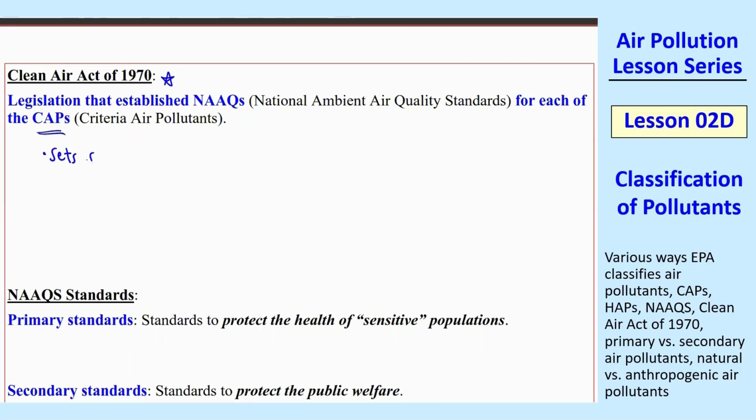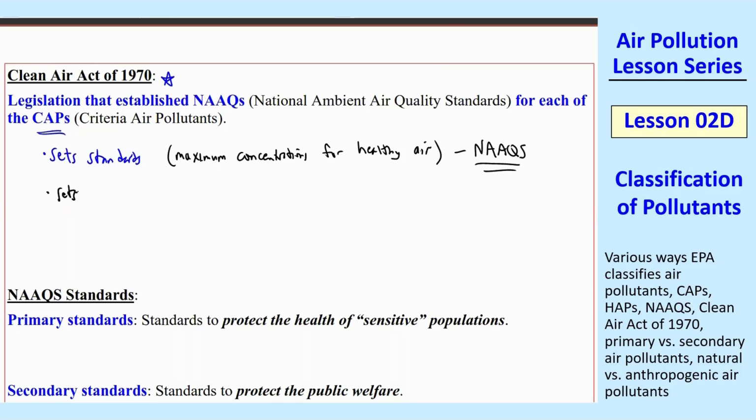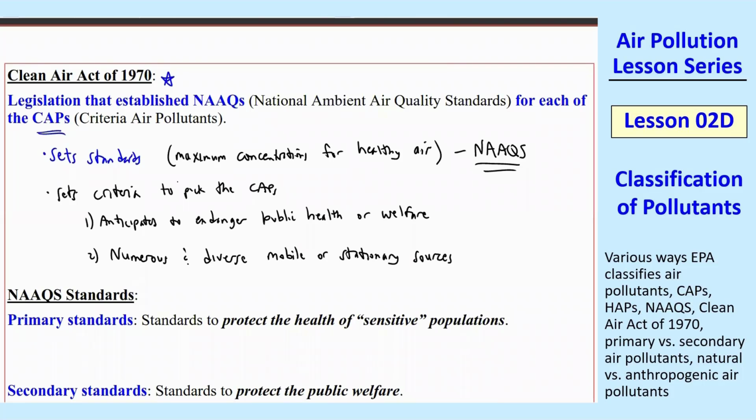So what does it do? It sets standards, and we basically can think of this as maximum concentrations for healthy air. In other words, these are the actual NAAQS. Also, it sets criteria in order to pick the CAPs in the first place. I'll just write out these criteria for you. The criteria are that they're anticipated to endanger public health or welfare. So in other words, they're either bad for your health or they're bad for the infrastructure, like visibility, agriculture, etc. And they're numerous and diverse. In other words, ubiquitous, they're everywhere. Mobile, like automobiles, or stationary, like power plants, that they're producing a lot of air pollution.